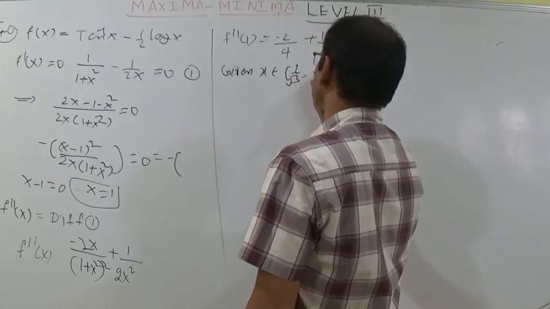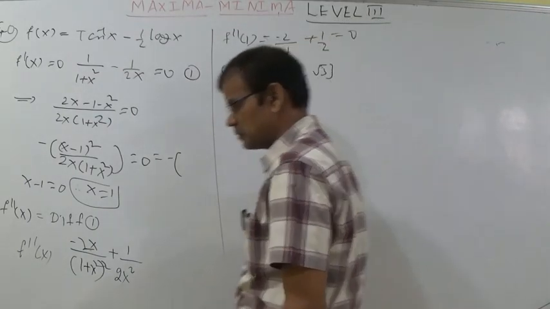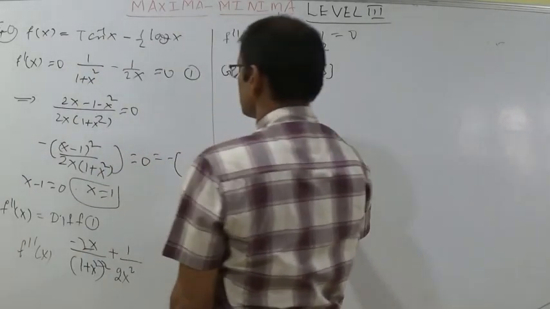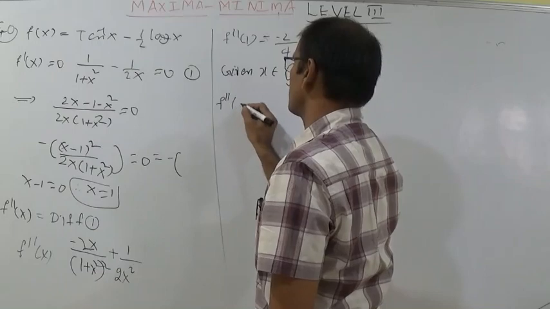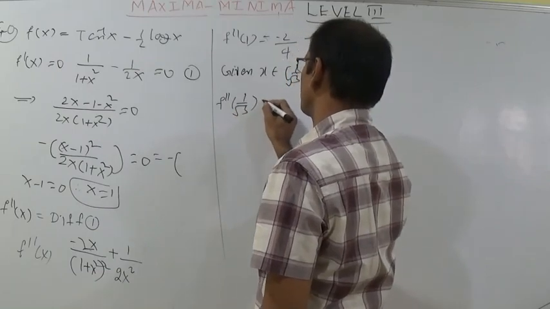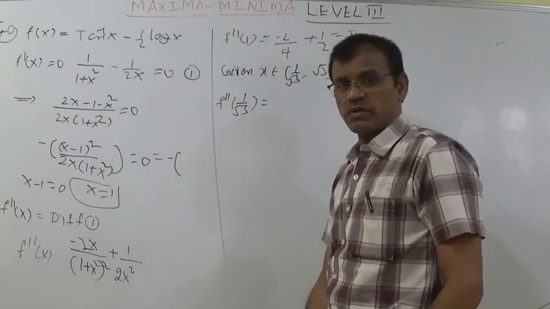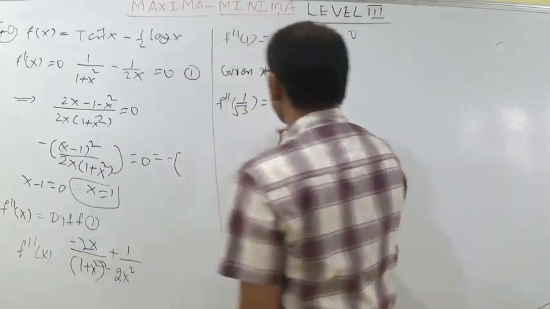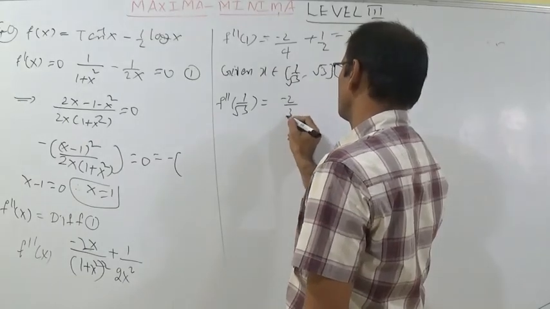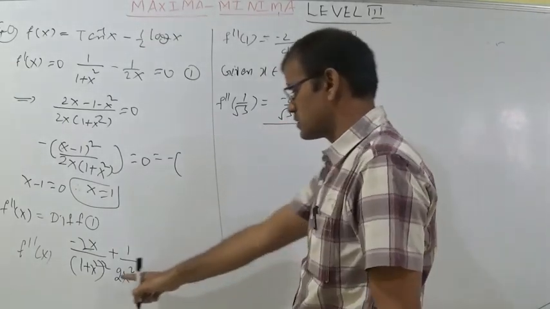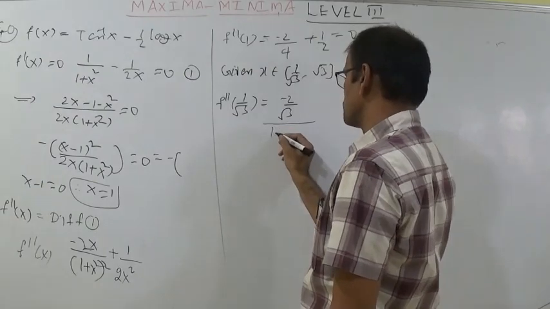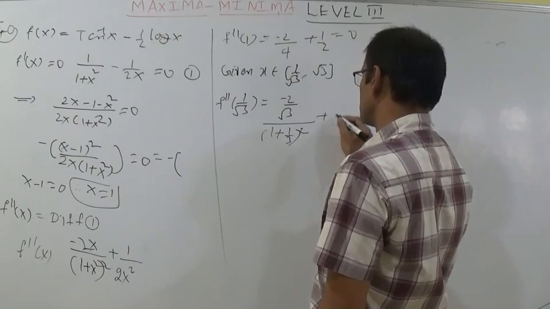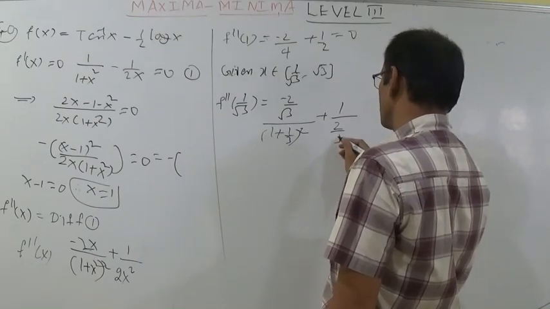The given values are x equal to 1 by root 3 and root 3. Let us discuss f double dash of 1 by root 3 and f double dash of root 3. Later we can decide whether it is minimum or maximum where the function exists. f double dash of 1 by root 3 is minus 2 by root 3 over (1 plus 1 by 3) whole square, plus 1 by 2 into (1 by root 3) whole square, which is 1 by 3.